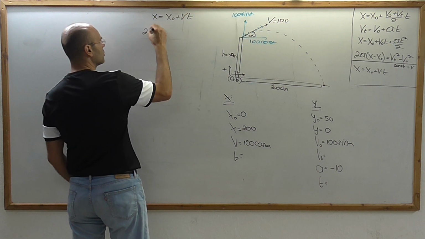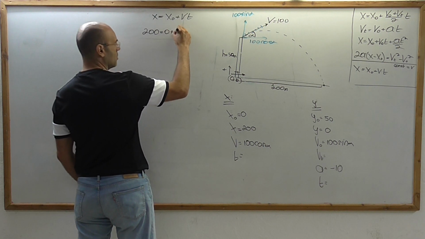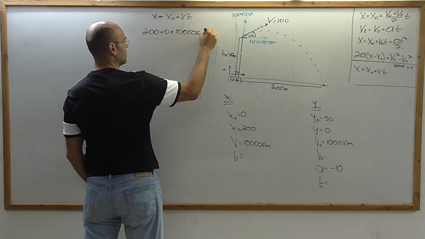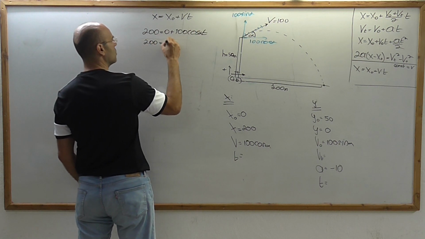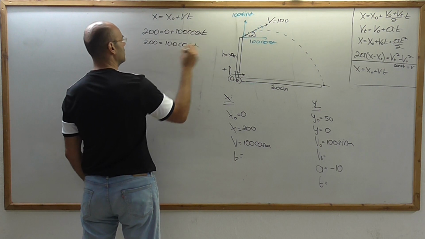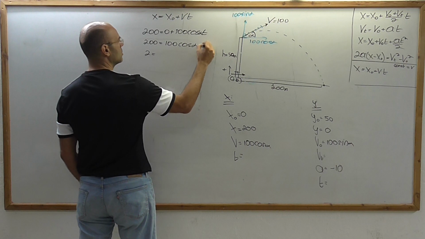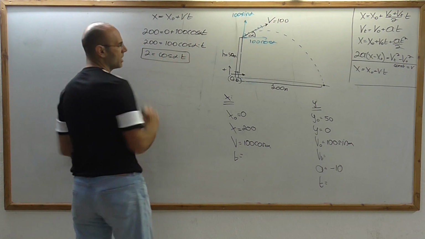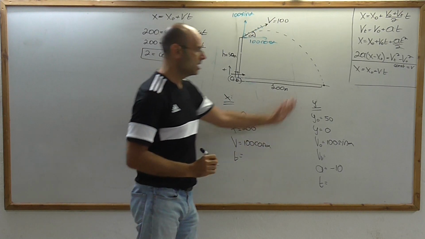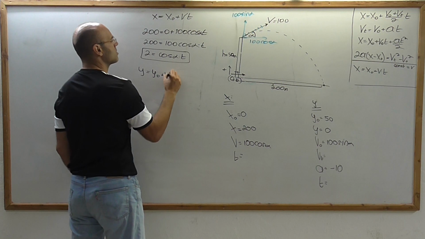So 200 equals 0 plus 100 cosine alpha t. So 200 equals 100 cosine alpha t. I can divide it by 100, so 2 equals cosine alpha multiplied by t. This is what I can write with this equation. Now let's go to this one. I'll take the third one.